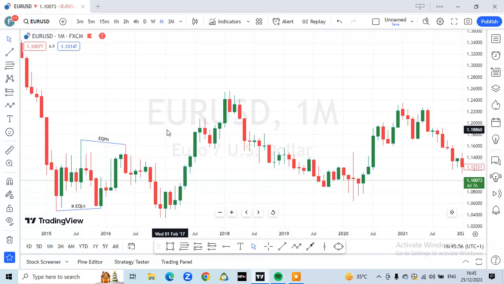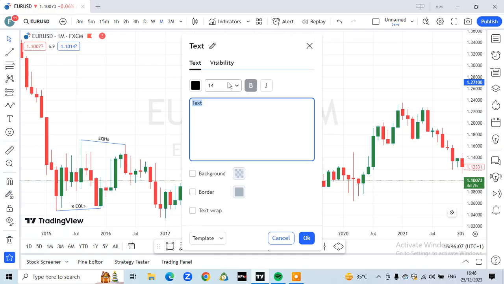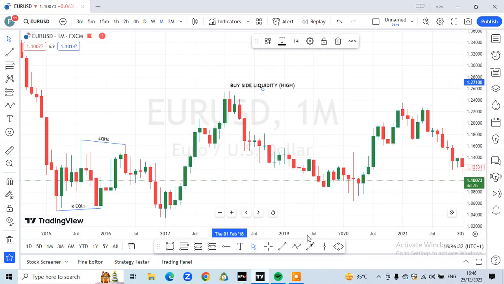So highs like this, you can also call buy side liquidity. Buy side liquidity. It is also known as your high. Just get familiar with these terms. As time goes on, you will understand it. This place, this high.